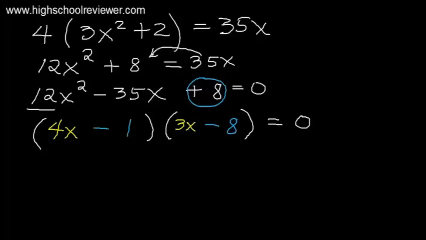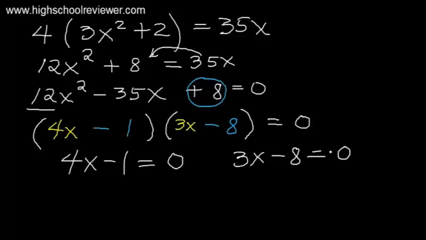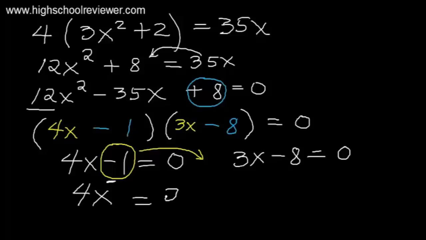So our first factor, we have 4x minus 1 equals 0. And our second factor, we have 3x minus 8 equals 0. Now, to solve for the value of x, first we need to transpose negative 1 to the other side. What will be left on the left side will only be 4x. And if we transpose negative 1, this will change sign. This will become positive 1.